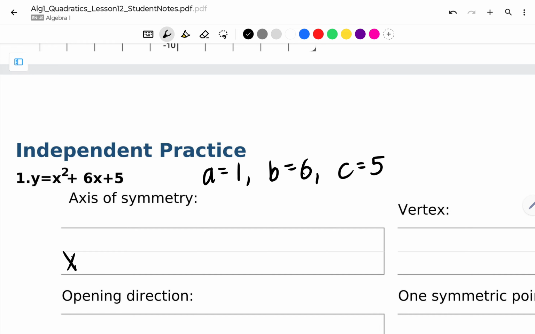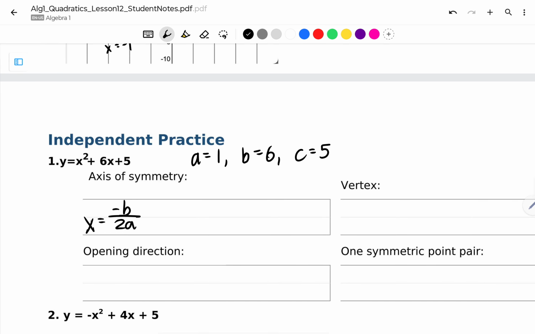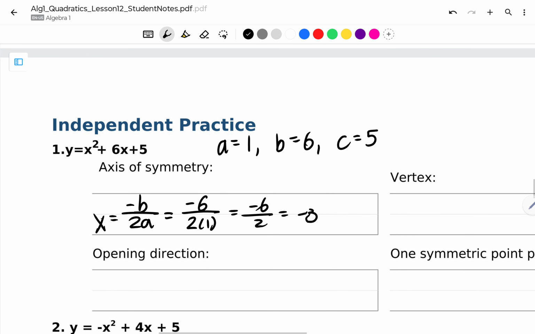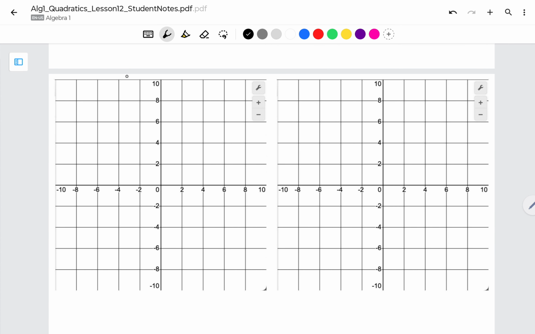Axis of symmetry, negative b over 2a. Notice how this one has fewer steps? It's because you can combine some of the steps once you get the hang of it. Then it's going to be negative 6 over 2 times 1. That's negative 6 over 2, which is negative 3. I'm going to do my graph right here. Okay, so negative 3 is my axis of symmetry. This is number 1.